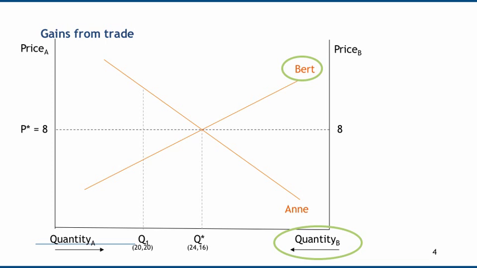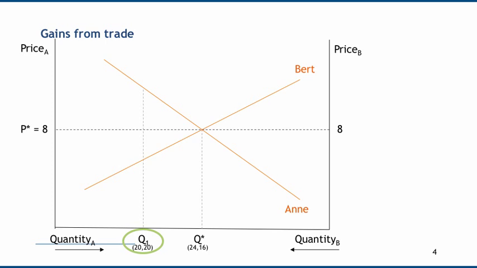The total existing number of eggs is 40. This is measured by the entire line. As we move from left to right, Anne is acquiring eggs and Bert is giving them up. As we move from right to left, Bert is acquiring eggs and Anne is giving them up. Any trading to the right means that Anne is acquiring eggs from Bert.